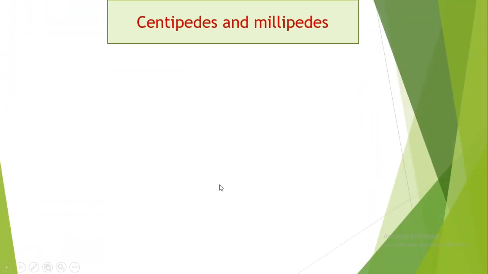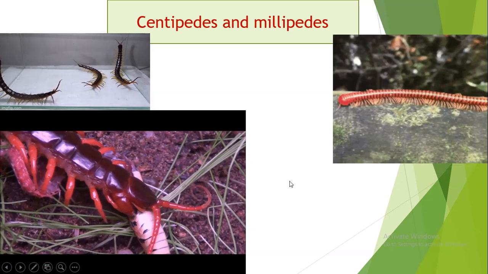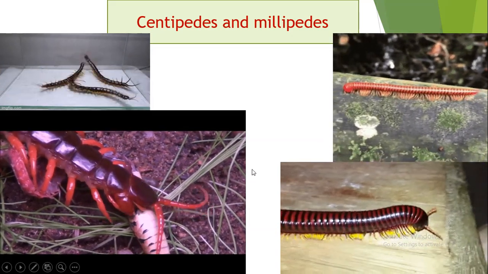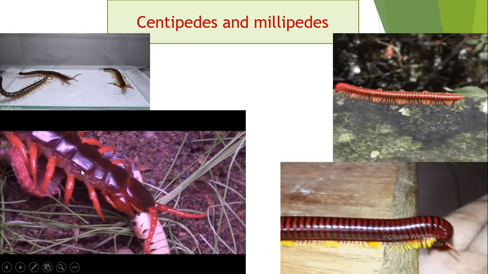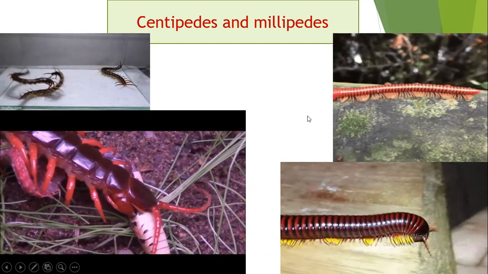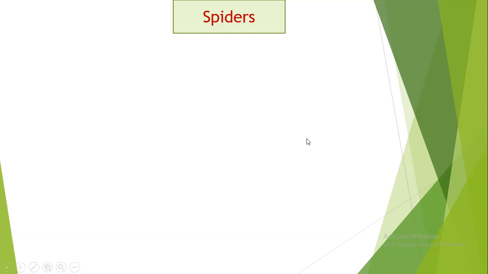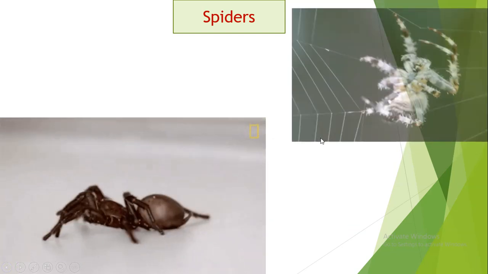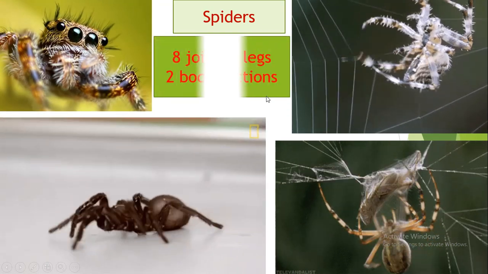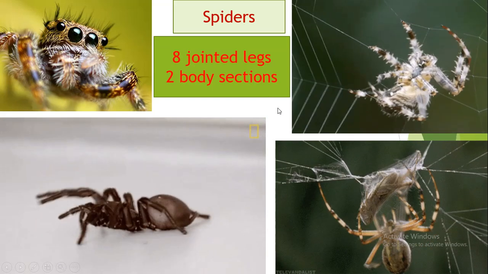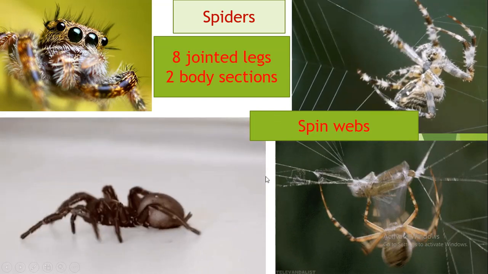Now, centipedes and millipedes. Look at these pictures. They have segmented bodies, as you can see. Spiders. Now, spiders have 8 jointed legs, 2 body sections. Many spiders spin webs.